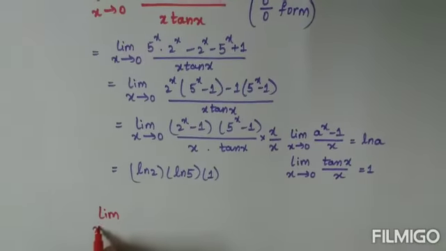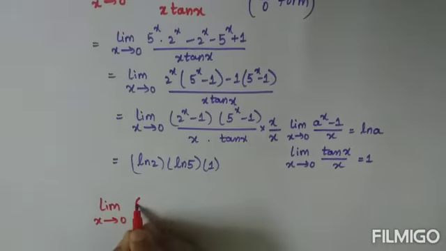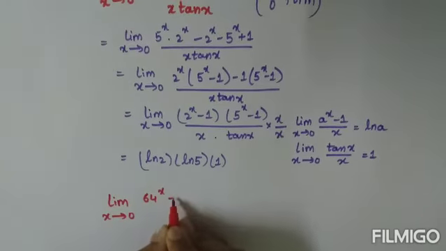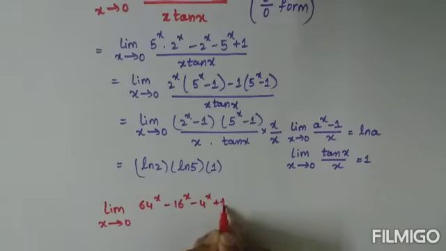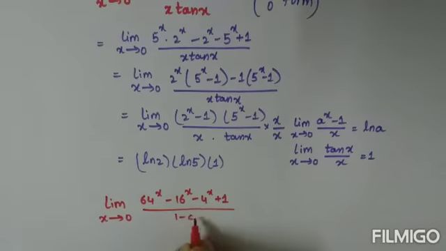Now I am giving you a question to solve which is similar to this question. The question is limit x tends to 0, 64 power x minus 16 power x minus 4 power x plus 1 by 1 minus cos x.